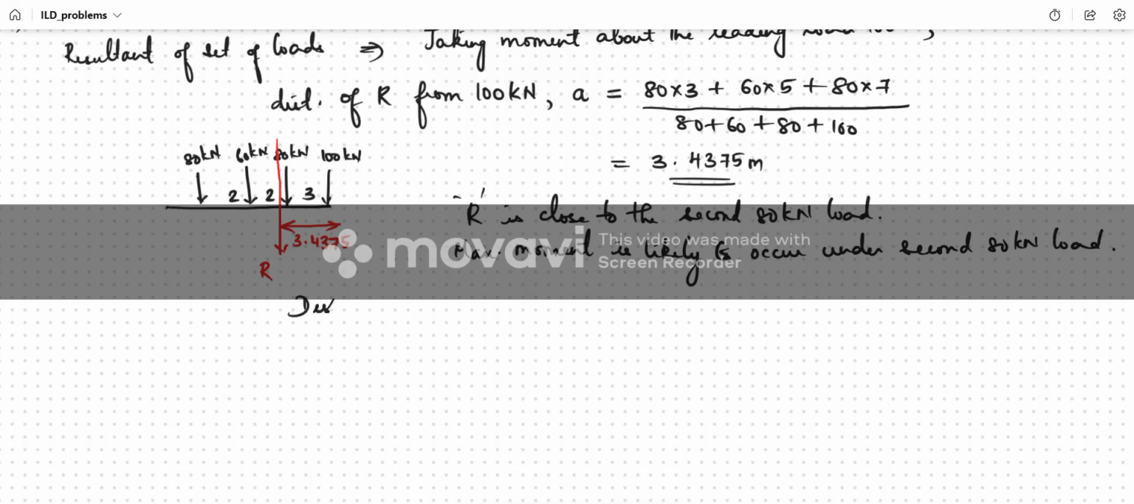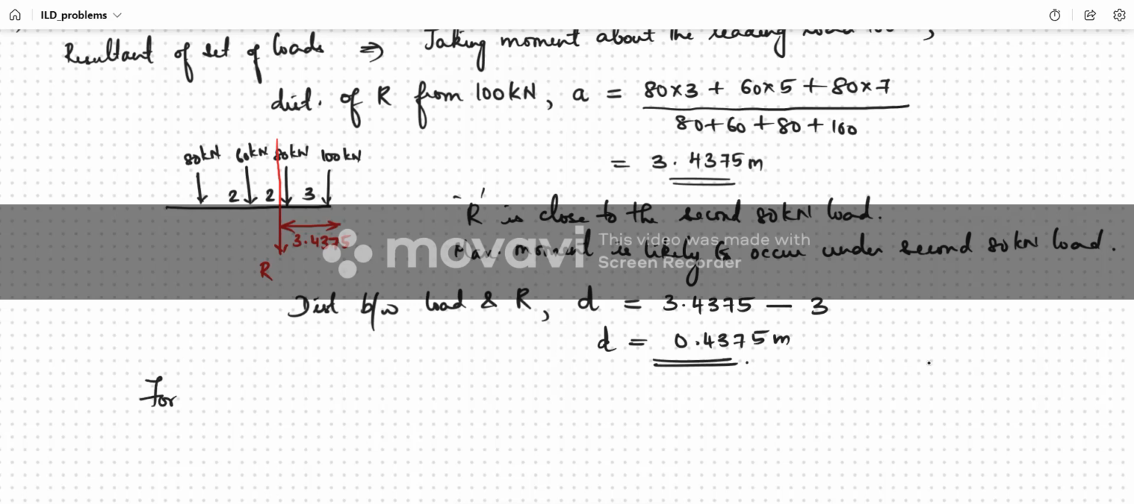So let us find out the distance between the load and the resultant, which was represented by the letter small d. That is equal to 3.4375 minus 3, so that is equal to 0.4375 meters. So you got small d as 0.4375 meters. For maximum bending moment, how should this load be placed? It should be placed at a distance of L by 2 plus d by 2 from point A. Okay, that is what we learned in the derivation.